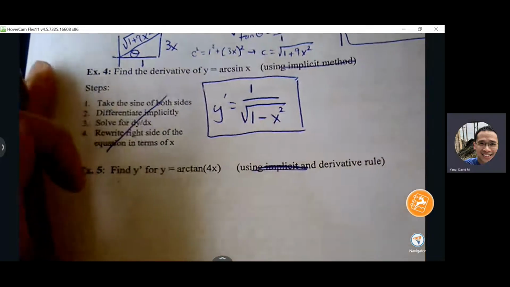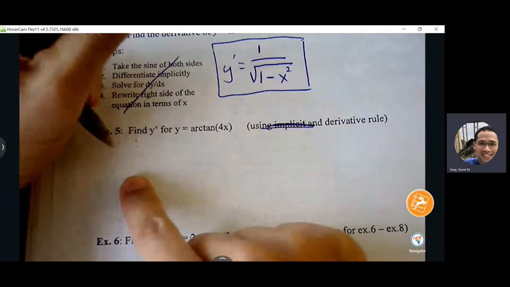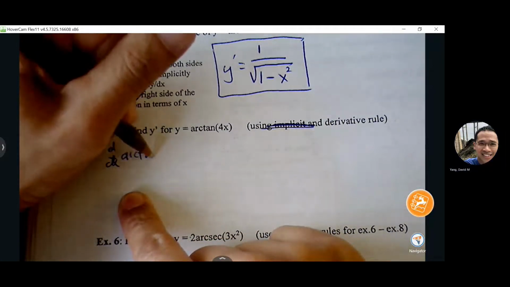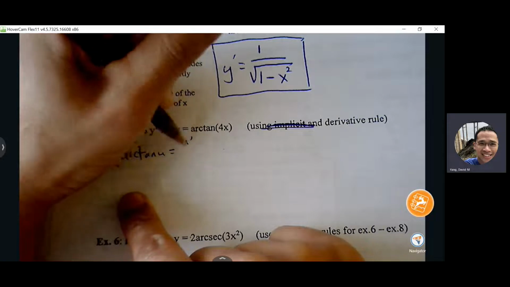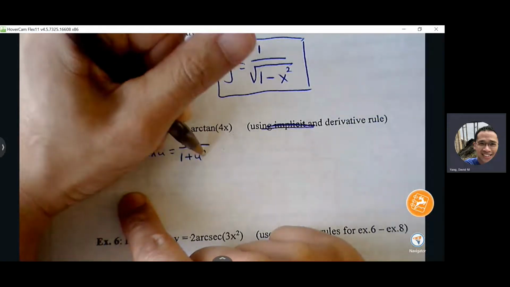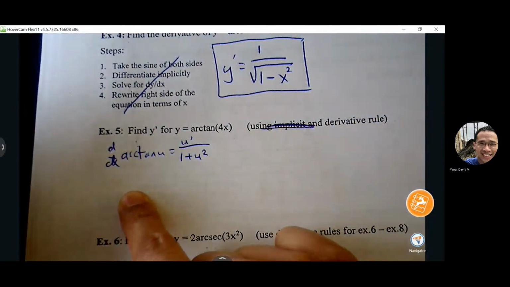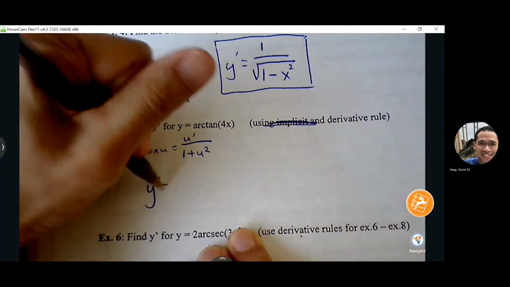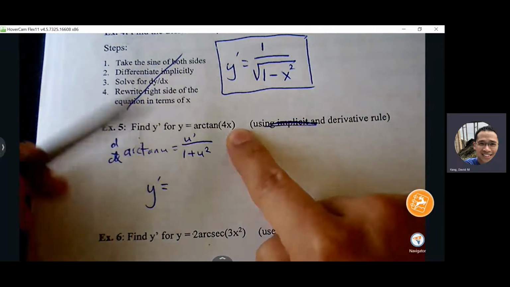Example 5, we're just going to do the derivative rule here. So I'm going to write the derivative rule, the rule for arctangent. It's just u prime over 1 plus u squared. Okay, so I'm going to match the rules as I see it. All right, what's u prime?